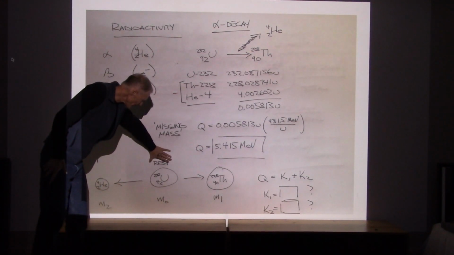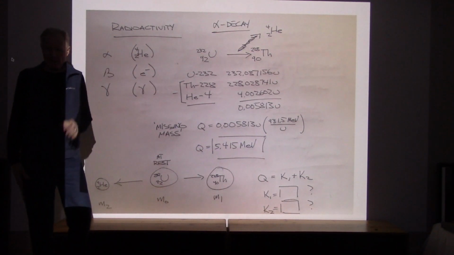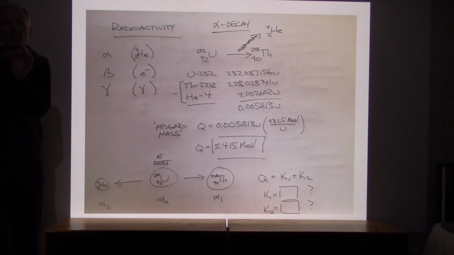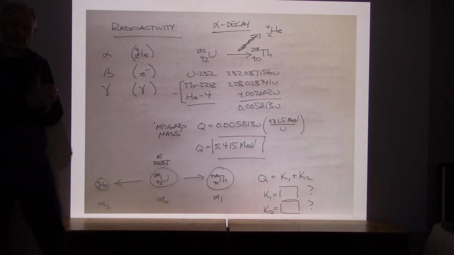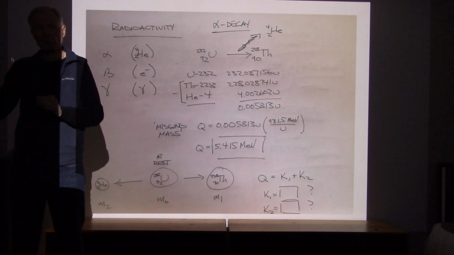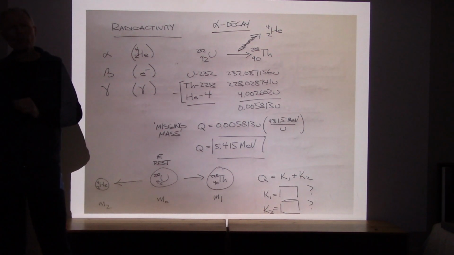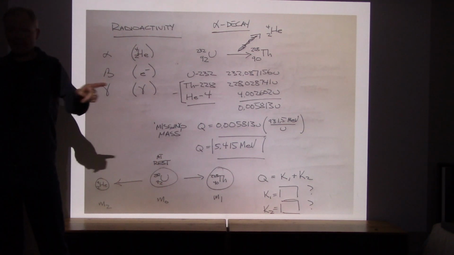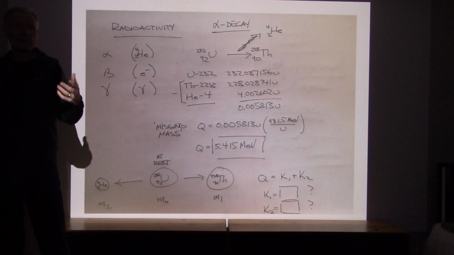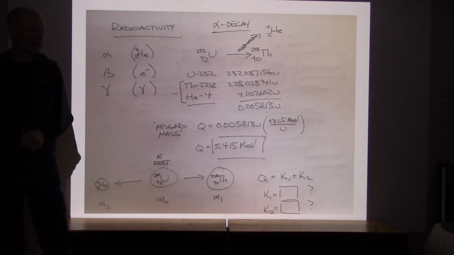So here's my uranium-232. Let's imagine we have a nucleus of uranium-232, just sitting there at rest, and it undergoes radioactive decay. Well, that would say that a helium-4 shoots out in one direction. But since momentum is conserved, if a helium-4 shoots out in one direction, something's got to shoot out in the other direction, and the only something we have is the thorium.